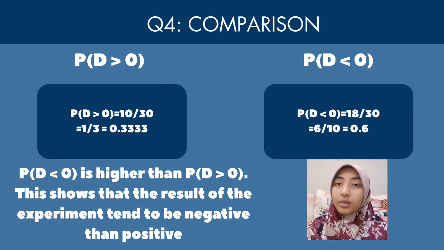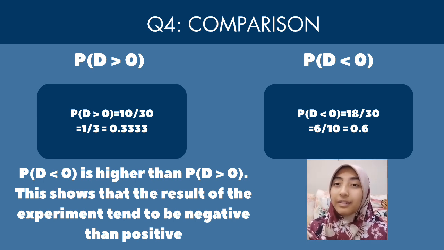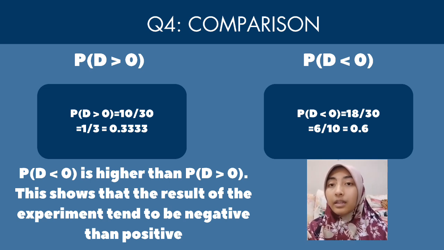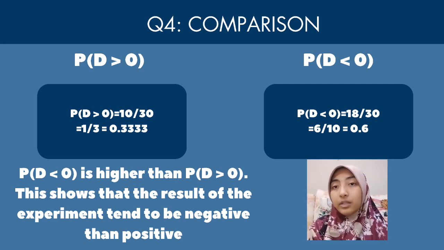Next, we need to find the probability of D less than 0 and D greater than 0 and compare them. As you can see here, the probability of D greater than 0 is 10 over 30, which is 1 over 3 and equals 0.333, while the probability of D less than 0 is 18 over 30, which is 6 over 10, equals 0.6. So the probability of D less than 0 is greater than the probability of D greater than 0. This shows that the result is more likely to underfill than overfill.